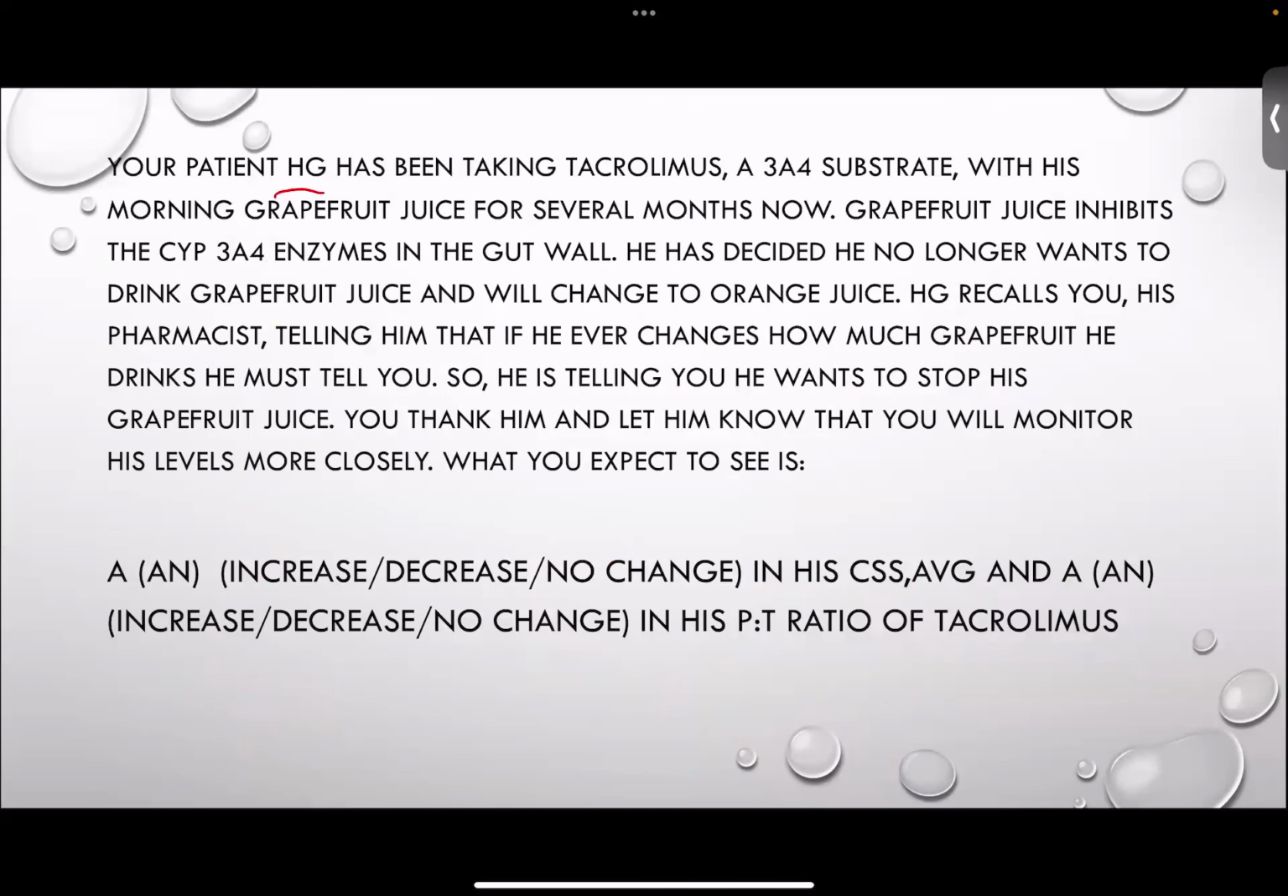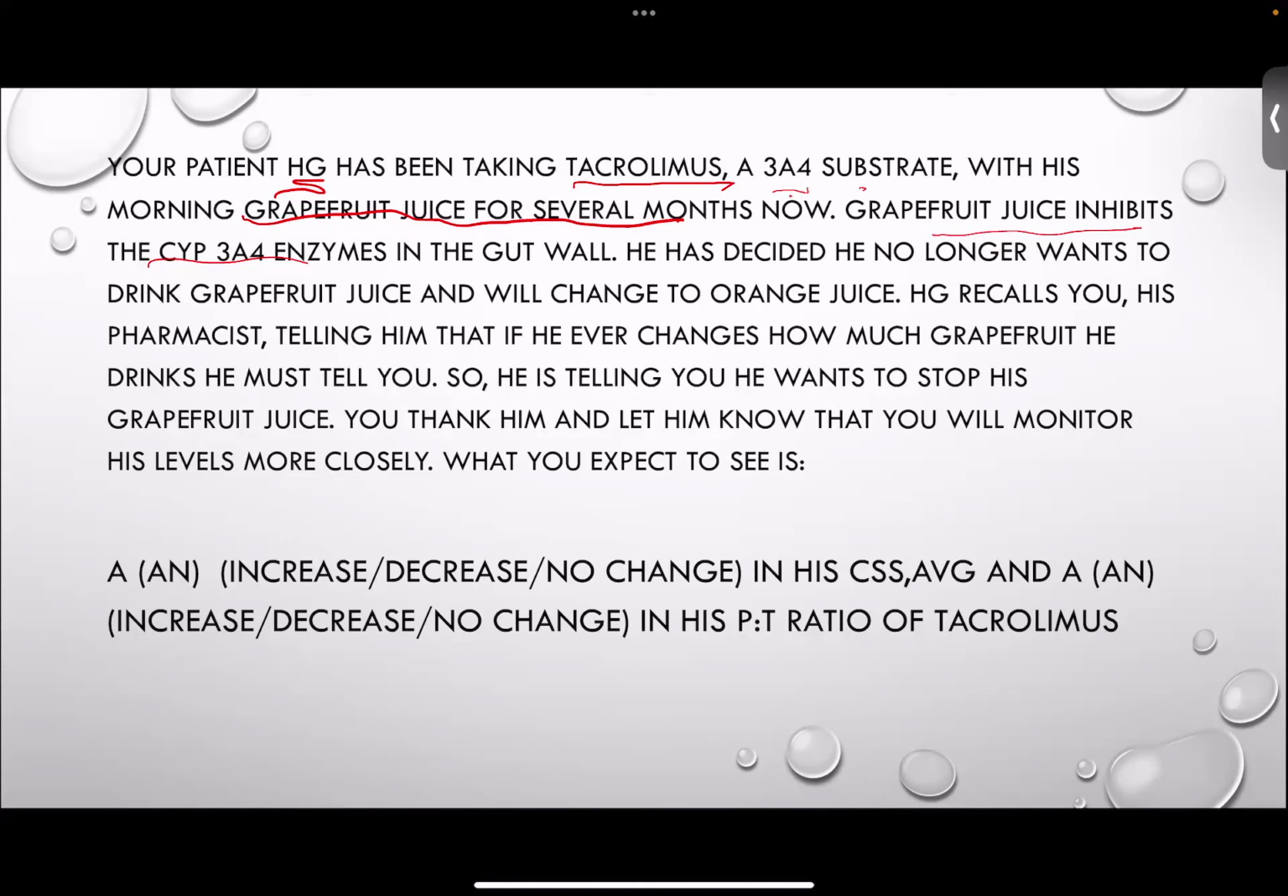Your patient HG has been taking tacrolimus, a 3A4 substrate, with his morning grapefruit juice for several months now. Grapefruit juice inhibits the CYP3A4 enzymes in the gut wall. He has decided he no longer wants to drink grapefruit juice and will change to orange juice. HG recalls you, as pharmacist, telling him that if he ever changes how much grapefruit juice he drinks, he must tell you so. So he's telling you he wants to stop his grapefruit juice.